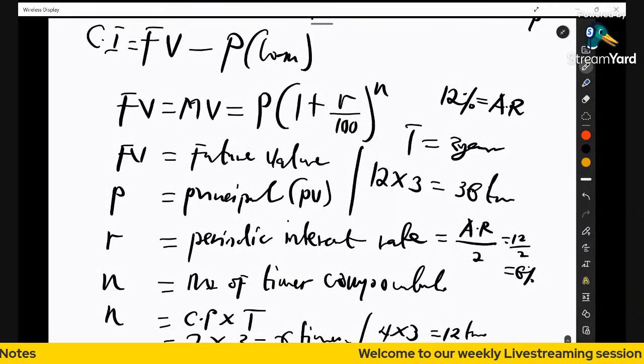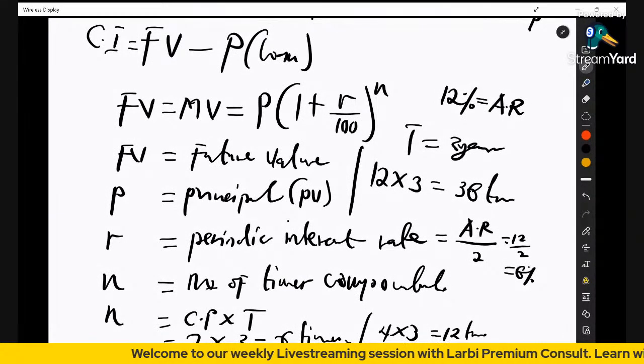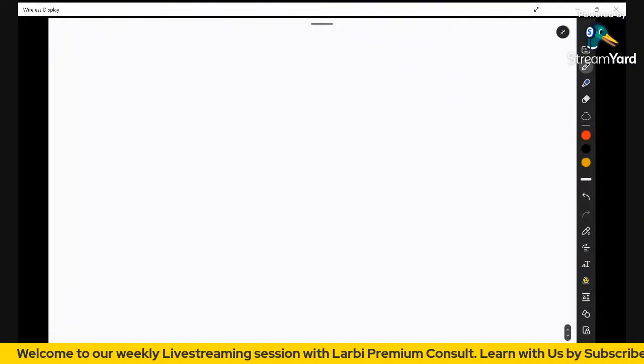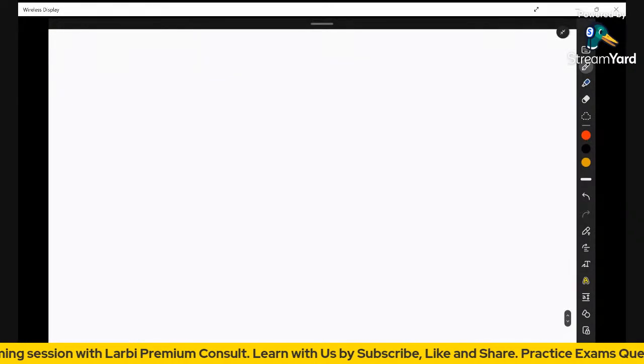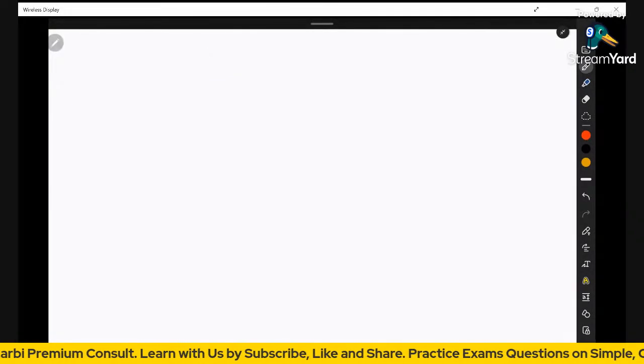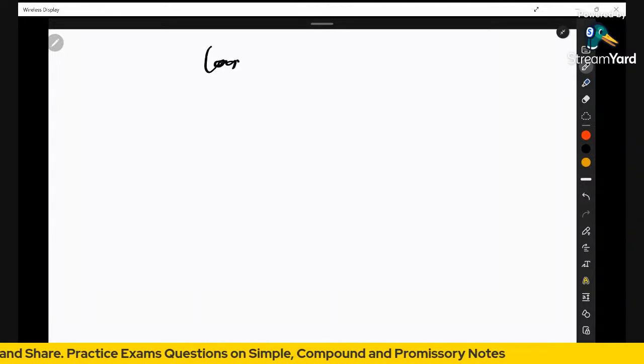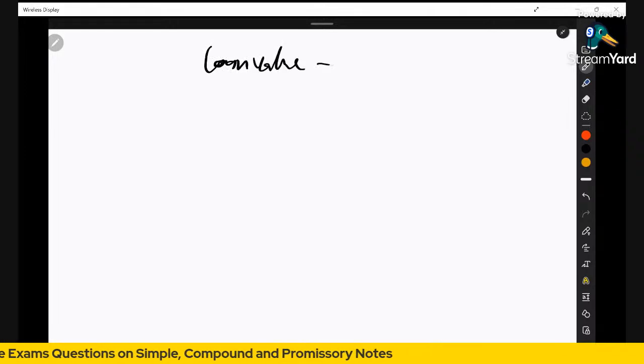So that is all about compound interest in that line. Okay. So we can be given a similar question like this. Let's say we are asked to compute for a compound interest with the present value or the loan value to be, let's say, $3,000.